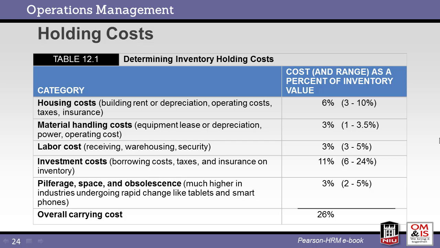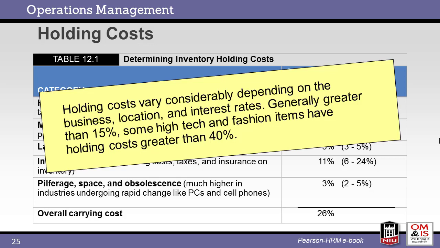Here is a breakdown of the elements of holding cost. We see that overall carrying cost is 26% of the inventory cost. In this example, $100 of inventory attracts $26 of holding cost. We can see why we want to minimize the amount of inventory on hand. This data is simply an example. Holding costs vary widely based upon the items, industry, and desired service levels. The costs typically vary from 15% to as high as 40%.